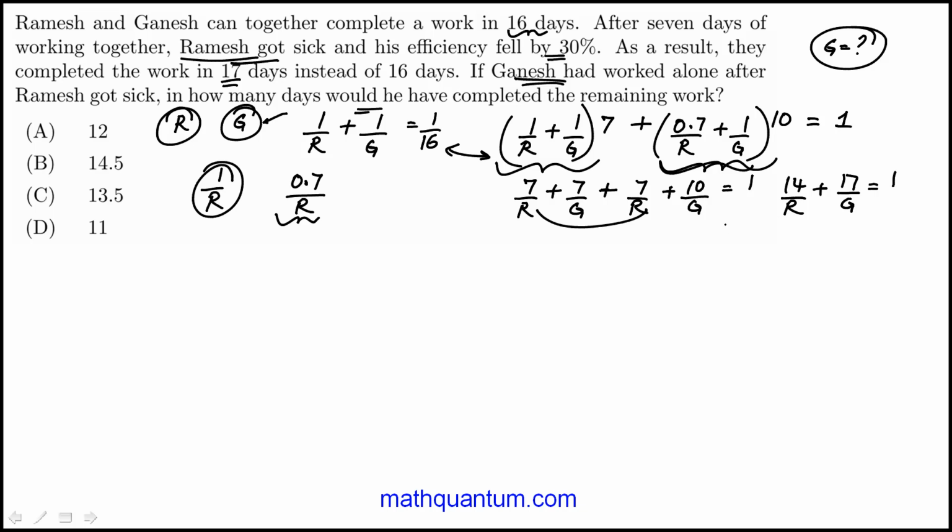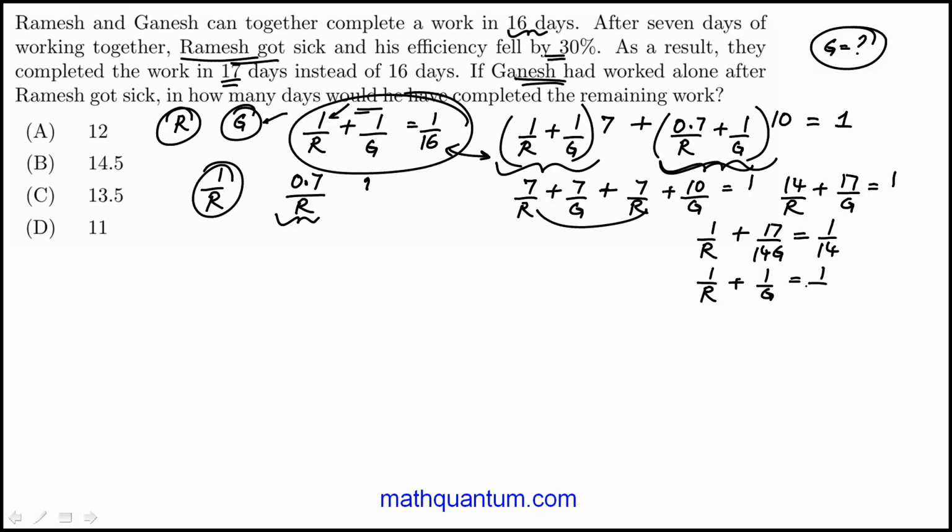I'm going to divide this by 14, both sides. Why? Because I want to then get rid of the 1/R term. Maybe there are other ways to do it, but this is sort of how I went about it. So I have this equation. I'll stack that one and then subtract them to get rid of the R term. So this would become 17/14 minus 1, and then 1/G, 1/14 minus 1/16.